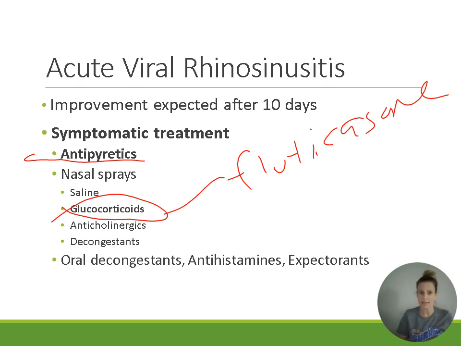And then decongestant nasal sprays. Decongestant nasal sprays include things like oxymetazoline. That's what's in Afrin. It acts as a decongestant faster than the glucocorticoid does. So sometimes patients feel like that's working better, but the glucocorticoid actually causes a better decrease in inflammation long term. So glucocorticoids are better than the decongestant nasal sprays.